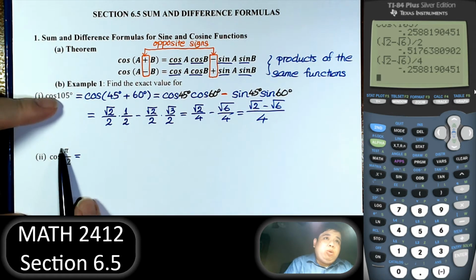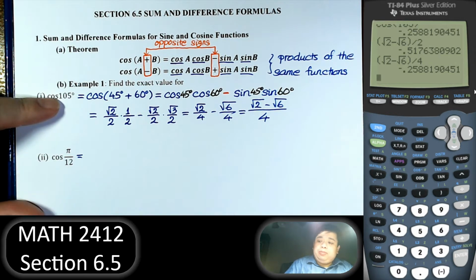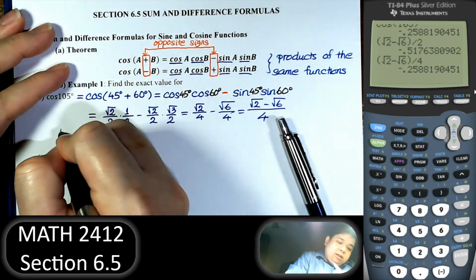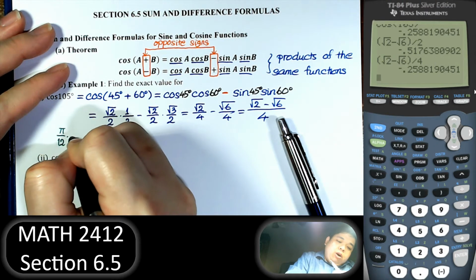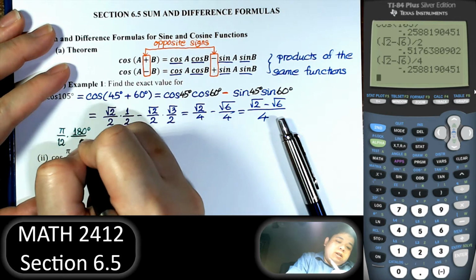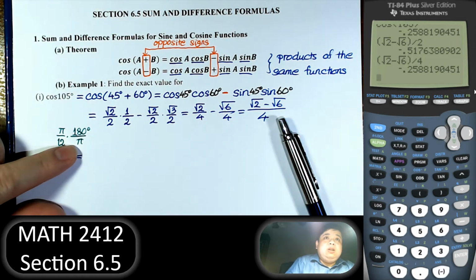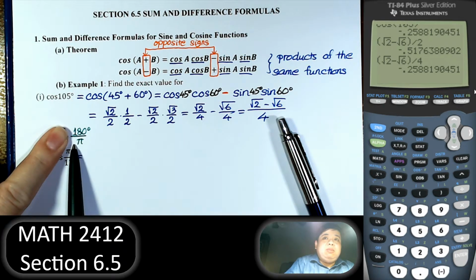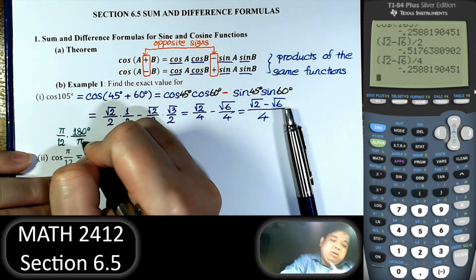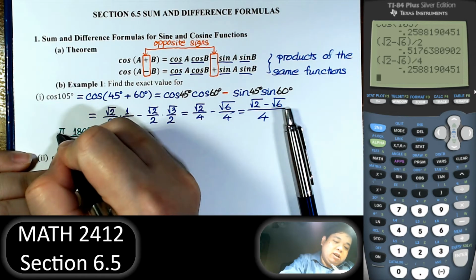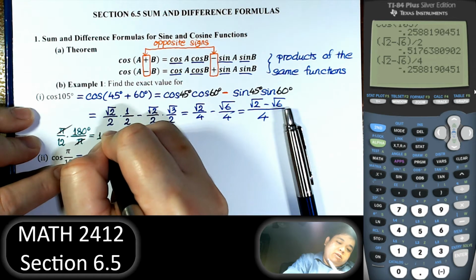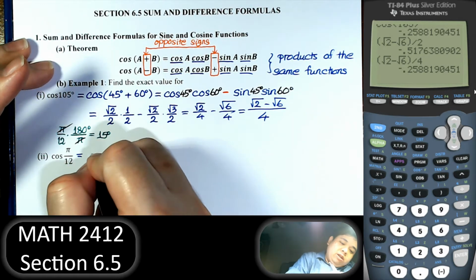Next, cosine of pi over 12. If you don't want to work with radians, we can always change to degrees. So what is pi over 12? If we don't want radians and we want degrees, we put degrees on top: 180 degrees is equivalent to pi radians. So again, we multiply by 1, 180 degrees the same as pi. So that gives us 15 degrees, and of course we can write it as 15 degrees if we want to.